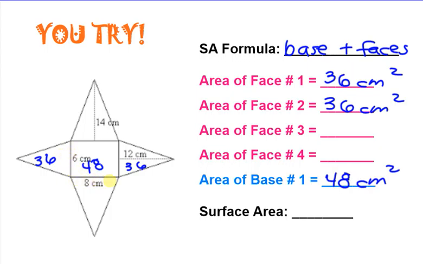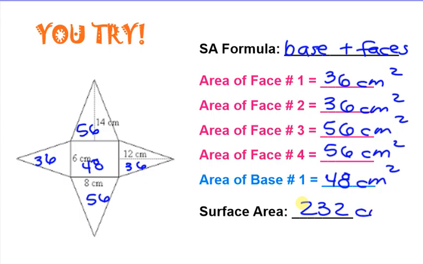Now with this guy, this is 8 centimeters, so this is also going to be 8 centimeters. So we're going to do 8 times 14 times 0.5, and that's going to give me 56, and this side is going to be the exact same thing as well. So I have 56 centimeters squared and 56 centimeters squared. Now I simply have to add them all up. And when you do that, you should get 232 centimeters squared. So again, same process as the square pyramids. You just have to be a little bit more careful because the opposite sides are going to be the same.